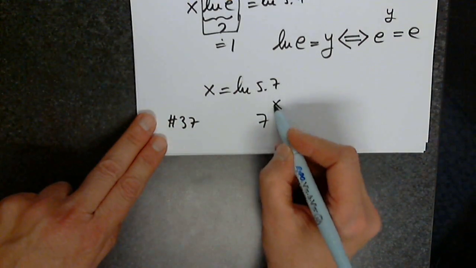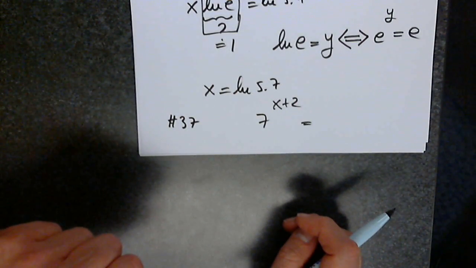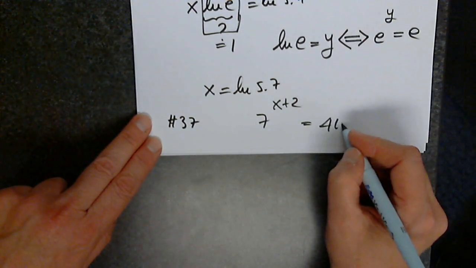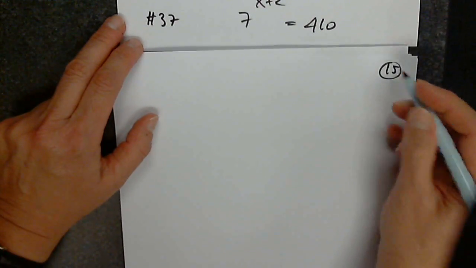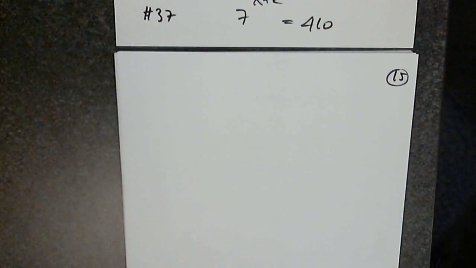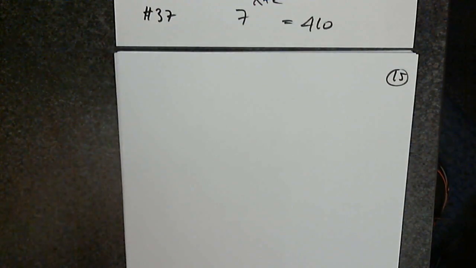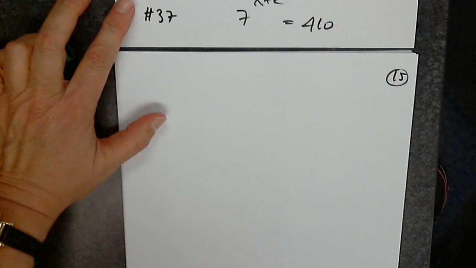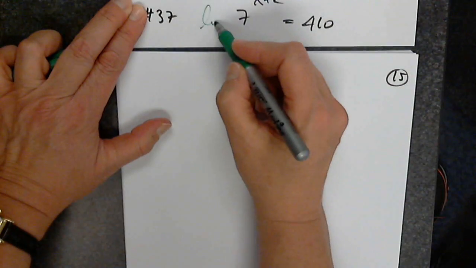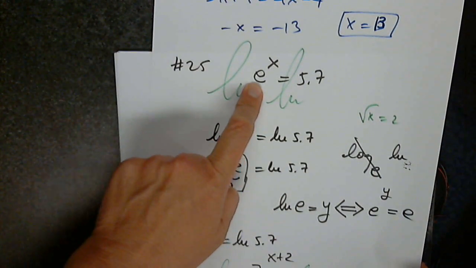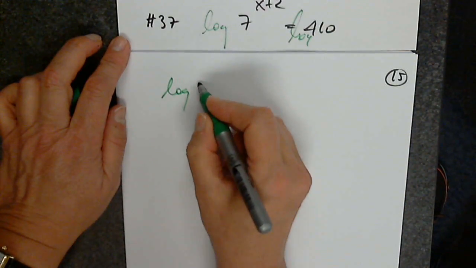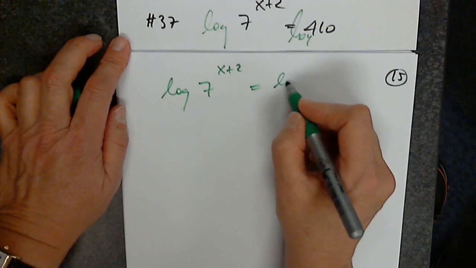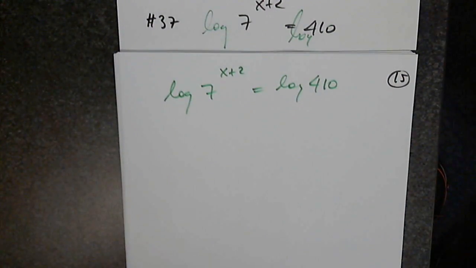7 raised to x plus 2 equals 410. Can I present 7 and 410 with the same base? No, of course not. So then what mechanism will you apply to both sides so you can free up that power? Natural log or log, doesn't matter. So log. Here I applied natural log because the base was e. But here it does not matter, 7 and 410. So then I have log of 7 raised to x plus 2 equals log of 410. What will you tell me to do next?